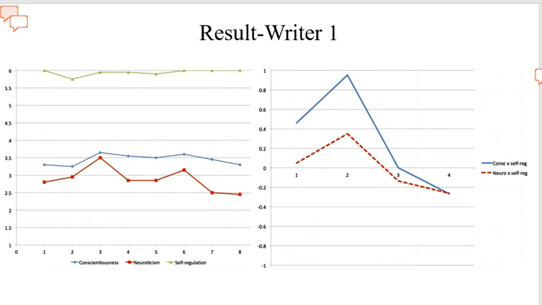Conscientiousness was stable with no difference between the beginning and the end of the study. Scores for neuroticism were less stable. The red line represents the neuroticism. In particular, peaks were observed twice during the term, followed by a slight decline at the end.